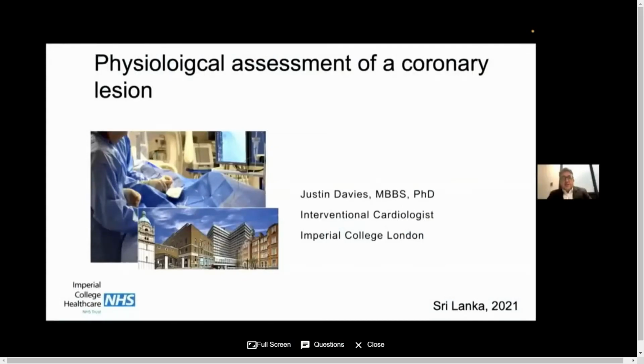I'm Justin Davis, interventional cardiologist from London, and it's my pleasure to be here with you at your meeting in Sri Lanka to discuss coronary physiology, a topic which I love. Very grateful for the invitation, and hopefully in the next 20 minutes I'm going to walk through some contemporary ways of assessing lesions, both using the vessel level ischemic methods and also looking at lesion level assessment as well.